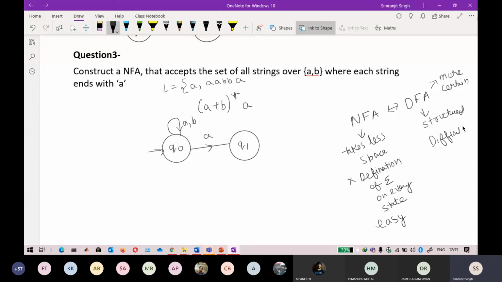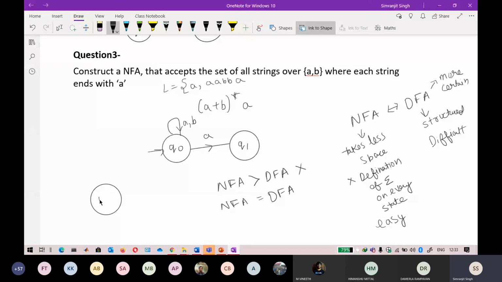They both have their advantages and disadvantages, and most of you might say that NFA has more expressive power than DFA, but that is a wrong statement. The expressive power of NFA and DFA is equivalent. This can be represented in a diagram where the DFA is a subset of NFA.